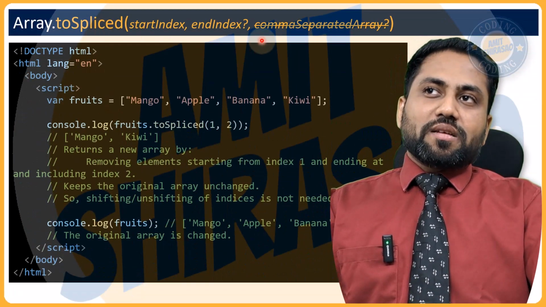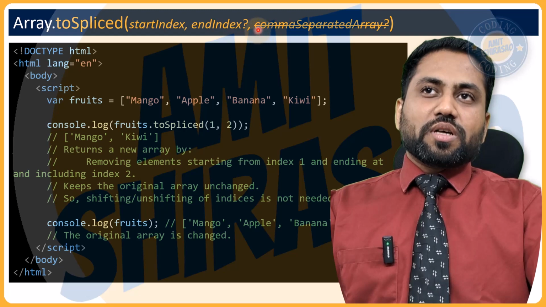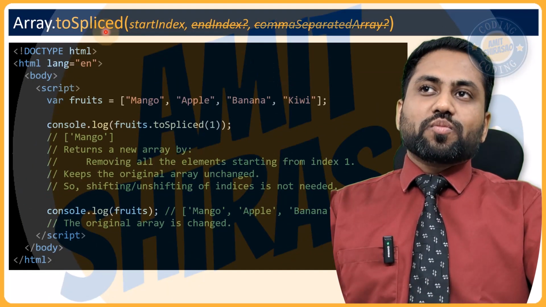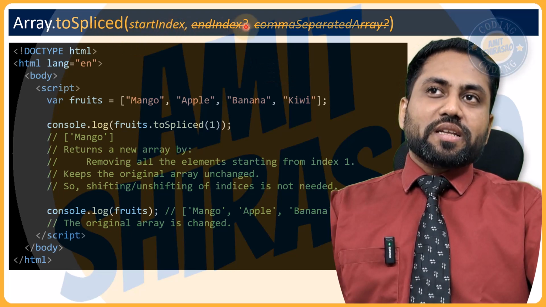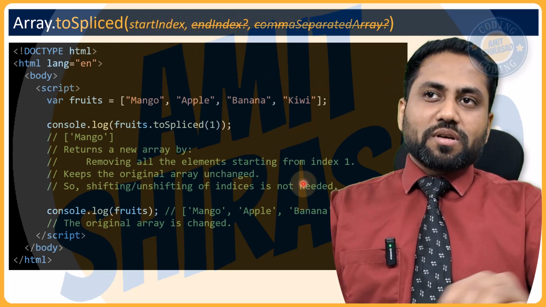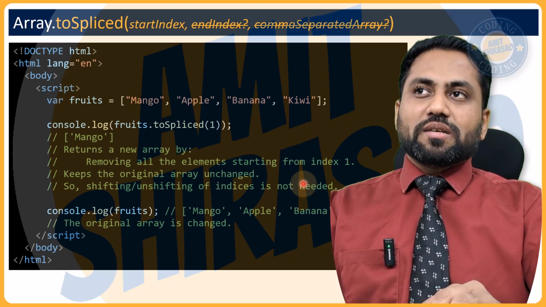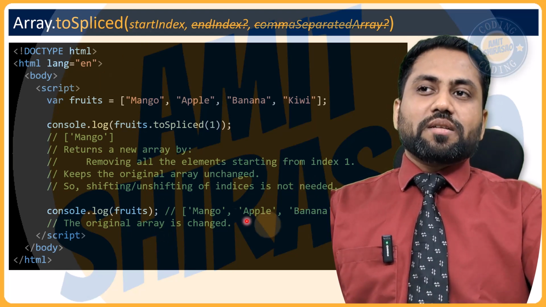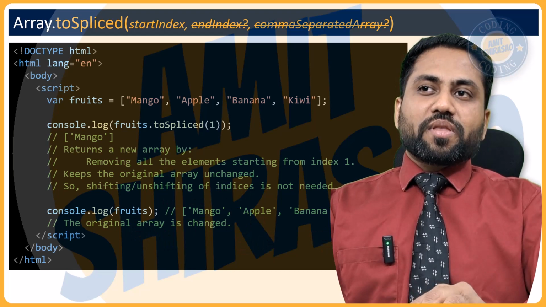Now again, toSpliced can also be used without the third argument. You will get a similar result, and toSpliced can also be used without the second and third argument. You will get the same results that you got in the splice method, except that in toSpliced the original array remains unchanged.